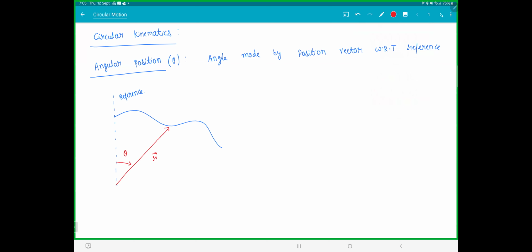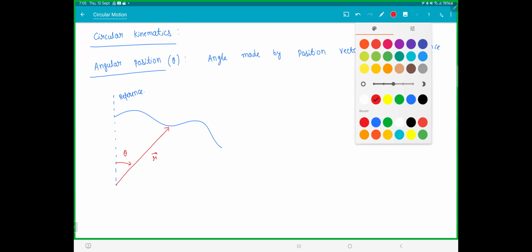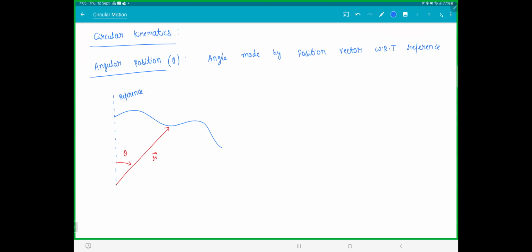So with respect to that line, what is the angular position? Now be careful in this, we don't care about the magnitude of R bar. What we are interested in is only the angle it makes. You can also take a circle. First you have to define your reference line. With respect to what line are you measuring your angle? This is your R bar and this is your angle theta. The magnitude of R bar, we're not interested in that. It is simply the angle subtended.